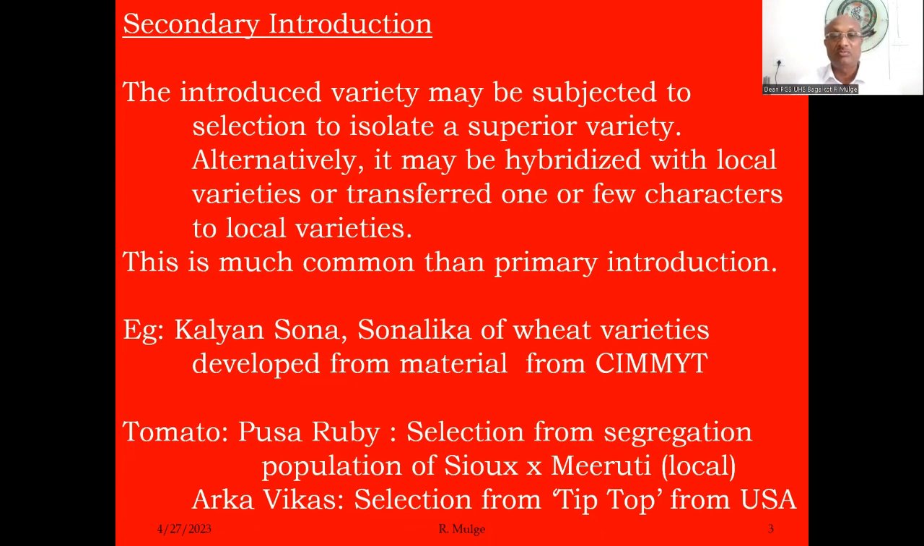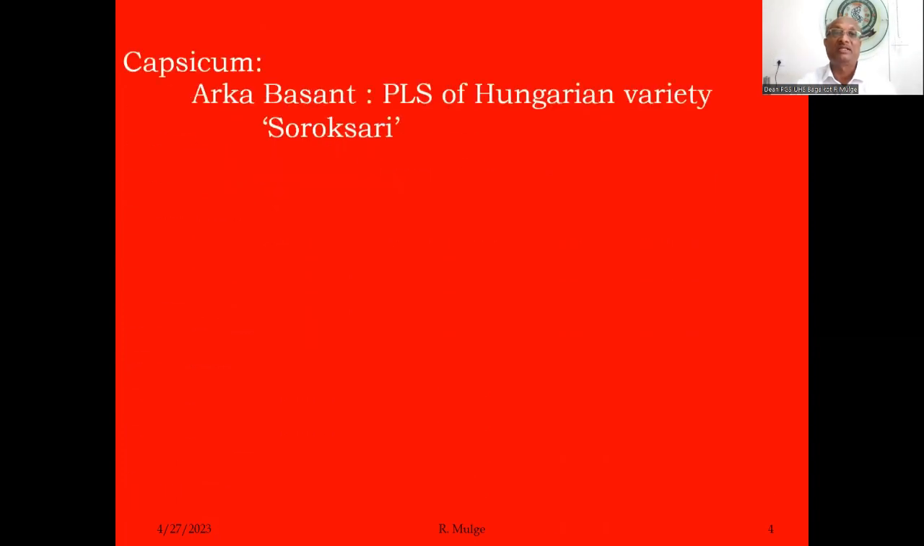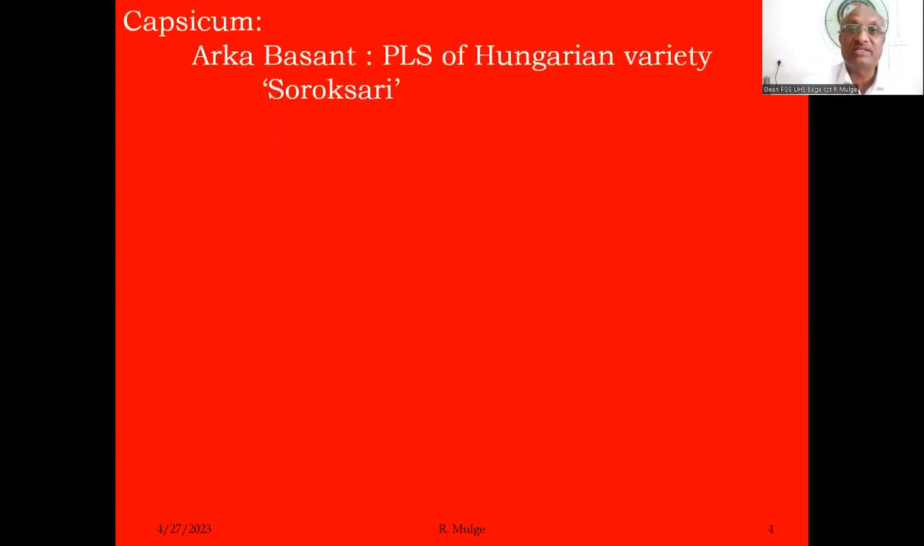For example, tomato Pusa Ruby is a selection from a segregating population of Sioux into Meerut. Meerut was a local type and Sioux was the introduced one. Arka Vikas is a selection from Tip Top, a variety introduced from USA. Tip Top was not released for cultivation here straight away, but the selection from it was made, and Arka Vikas was released for cultivation. You can have plenty of examples, like capsicum Arka Basant, a pure line selection of a Hungarian variety.